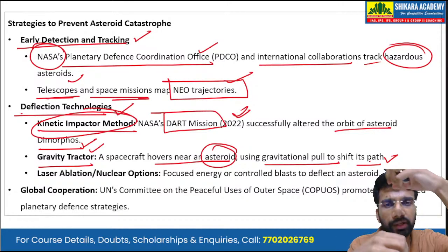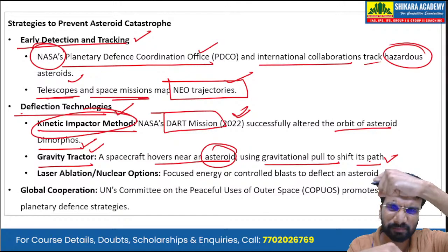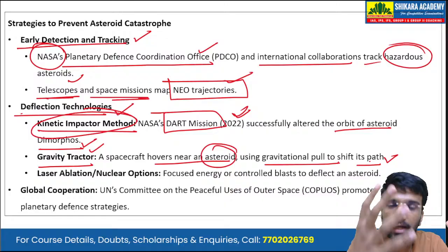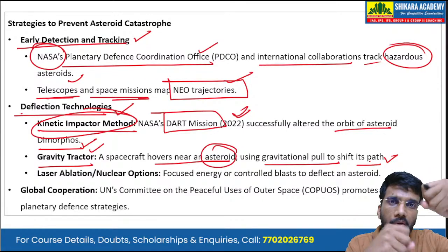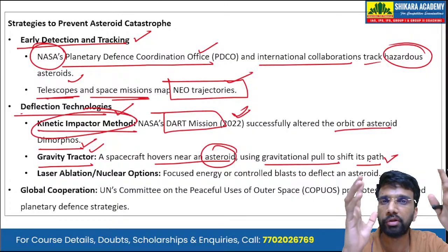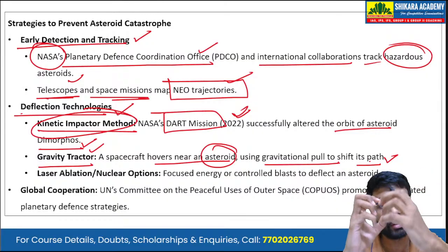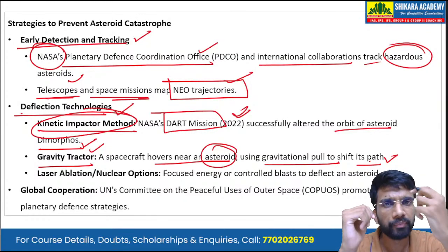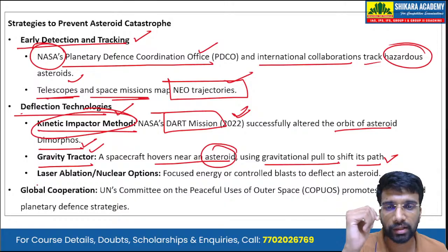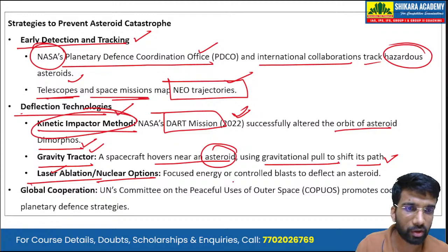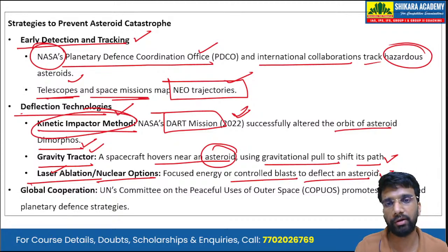The other thing is that we place a man-made object or a spacecraft near that asteroid, if it is not that large, and use gravity, because gravity is a force that is observed between two different bodies. The two bodies exert the force of gravity on each other. So that spacecraft will exert a certain force on that incoming asteroid and will deflect its path. Then there is laser ablation and nuclear options, using focused energy or a controlled blast to deflect an asteroid.